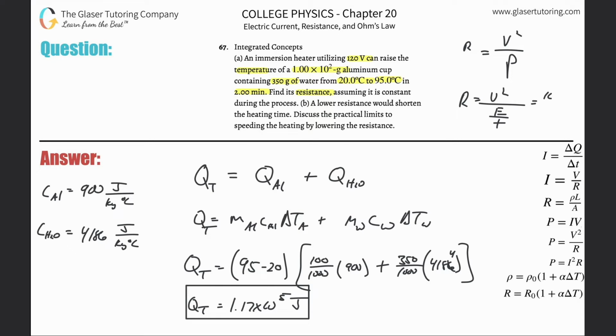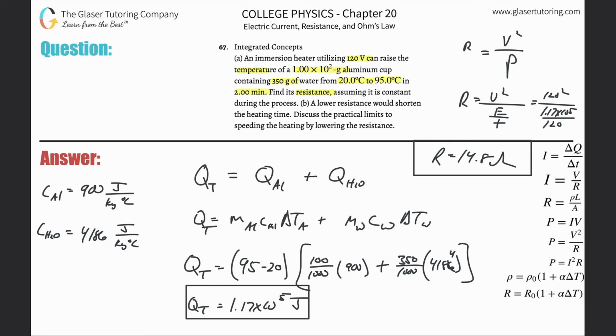Your voltage is 120. Your energy here we just calculated was 1.17 times 10 to the 5. And then divide that by the 2 minutes, but you need that, remember, in seconds, so that's going to be 120 seconds. And bada bing, bada boom. So now 120 squared, divided by parenthesis 1.17, let me just take that exact value, and then divide it by 120. And that looks good. So there's about 14.8. So this is 14.8 ohms. That's reasonable. Okay, sounds right.